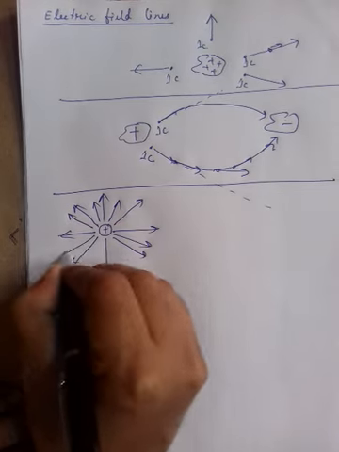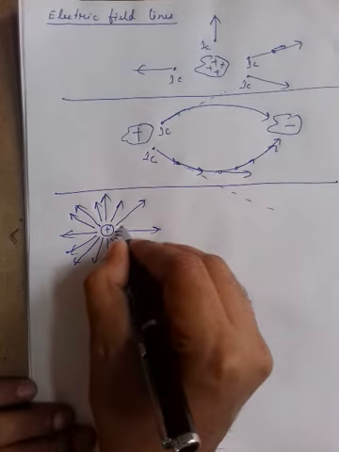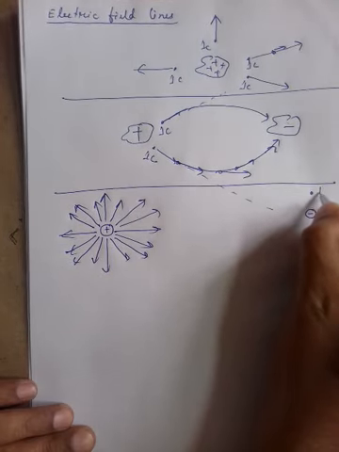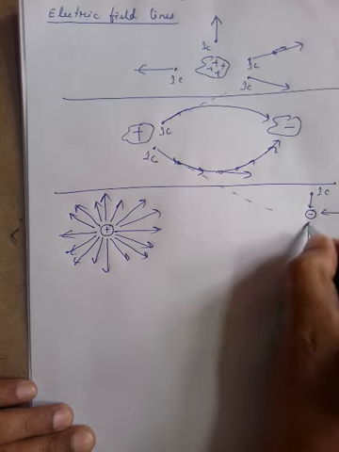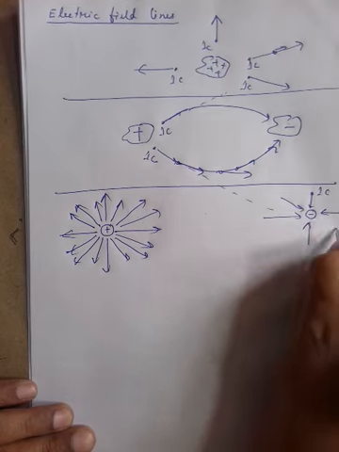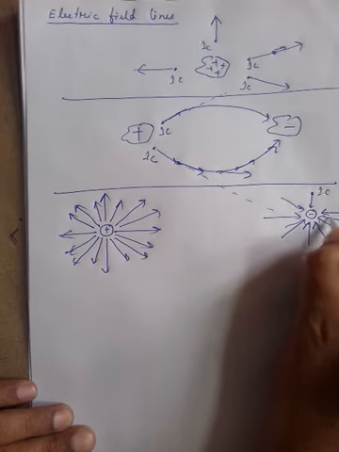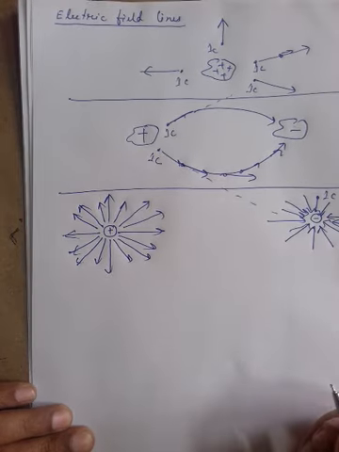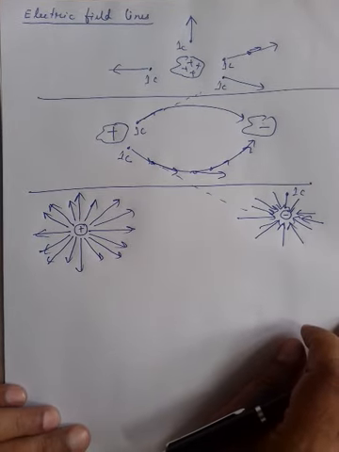So one thing is clear: electric lines of force come out from a positive charge. If you consider a negative charge, any 1 coulomb charge will be attracted towards it. So electric lines of force terminate on the negative charge. Whatever electric lines of force originate from a positive charge terminate on a negative charge. Terminates means coming to an end.